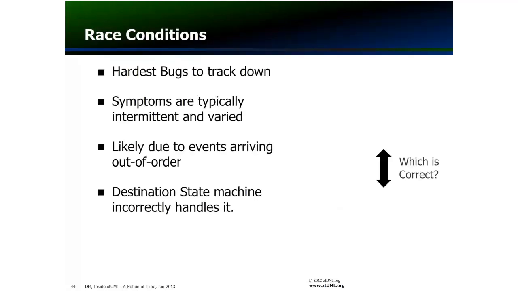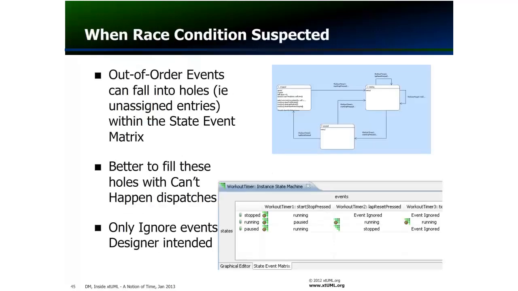Race conditions involving out-of-order events can be hard to track down. The symptoms of the problem are typically intermittent and can vary from run to run. When this type of race condition is suspected, it is good to review the state event matrix for the state machines that could be involved. If there are unassigned entries, then fill them in with either a suitable default or can't happen. Quite often these unassigned entries are involved in ignoring events and causing out-of-order sequences.